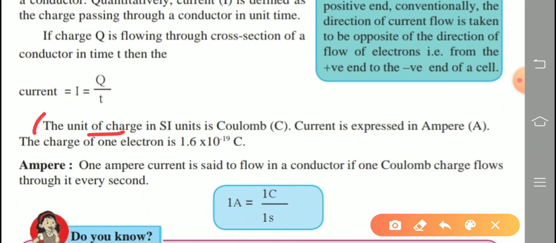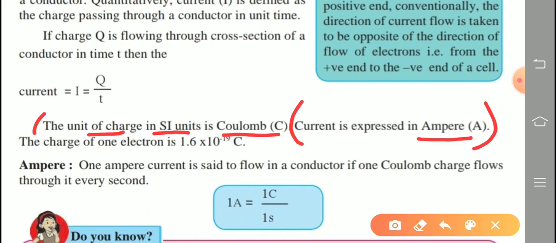Mark the answer. The unit of electric charge, or simply charge, in the SI unit system is the coulomb, indicated by capital C. What is the SI unit of current? Next question. The SI unit of current is the ampere. It is indicated by capital A.